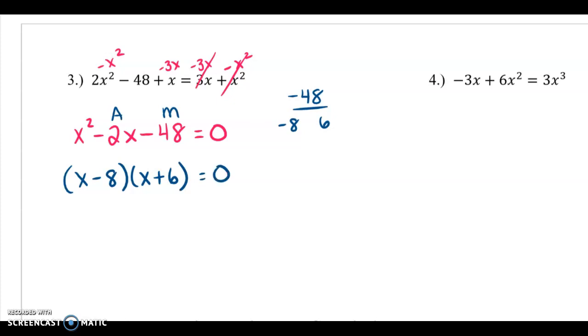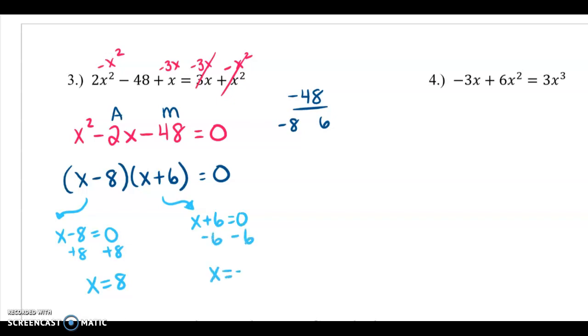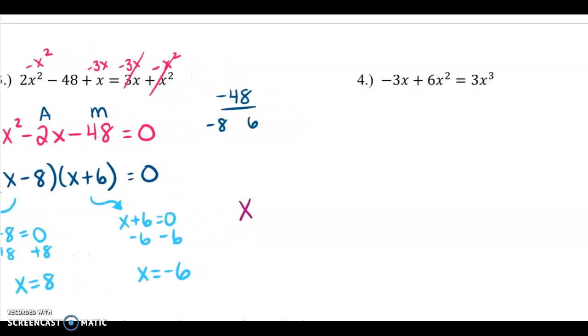Equals 0. Set these factors equal to 0, but like I said, you don't need to show this step if you know the answer is going to be +8 and if you know the answer is going to be -6. But if you want to keep showing the steps, that's perfectly okay. So my final answer is that my x is equal to -6 and 8.